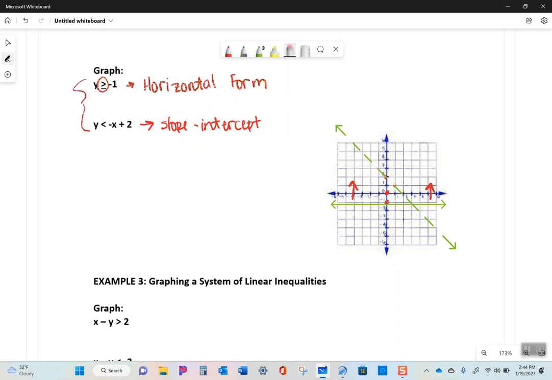Okay. Which way am I shading? What do you guys think? What point do you guys want to test with? (0, 0). Okay, so what do we get? If we have 0 is less than 0 plus 2, we get 0 is less than 2. Is that correct? Yes, that's correct. So we're going to shade the part that has (0, 0) as a solution. Okay, so what part of the entire graph am I shading?